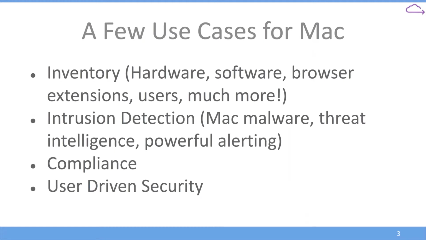Then you can use that for intrusion detection as well, because we know what's installed, we know what processes are being executed, what network connections are being established. We can detect things like Mac malware. We can use threat intelligence to detect connections to suspicious IPs or URLs. And we have a very powerful alerting engine in the back, so you can know when something suspicious is going on without being overwhelmed by alerts.